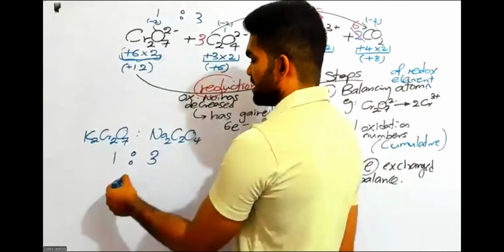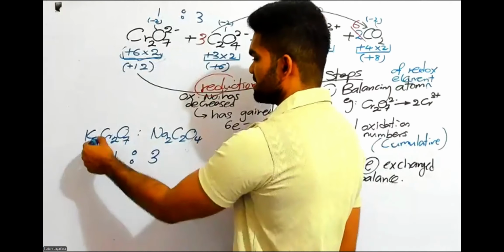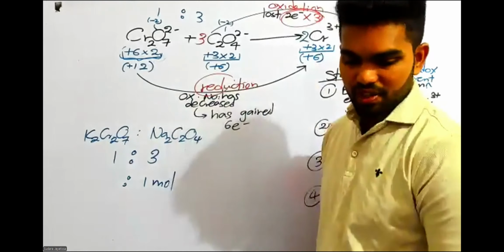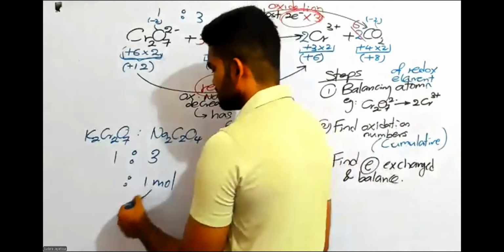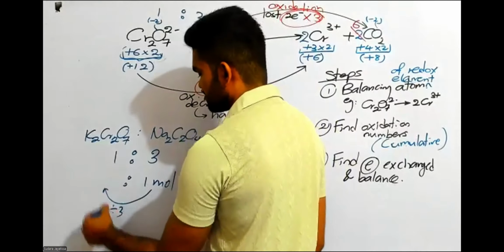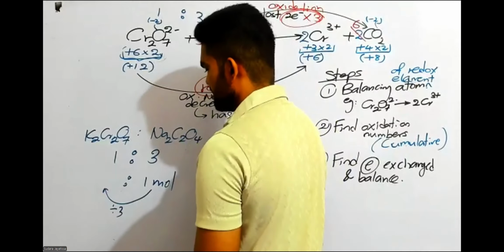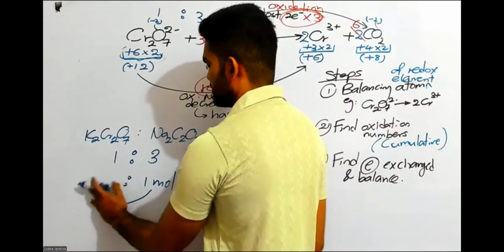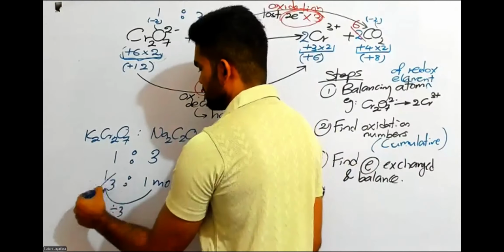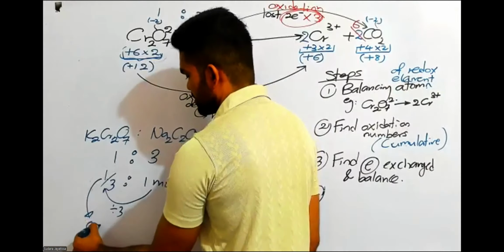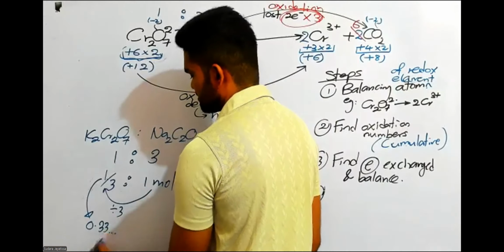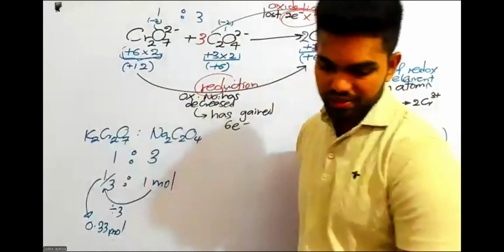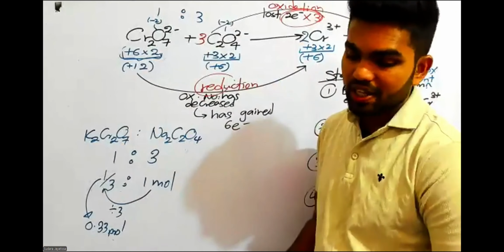But what you need to find is how many moles of this one is reacting with 1 mole of sodium oxalate. Right? So simply what you need to do, just divide this one by 3. So it is going to be 1/3, which is 0.333. Understood? So let's say 0.33 moles. So that must be our answer.